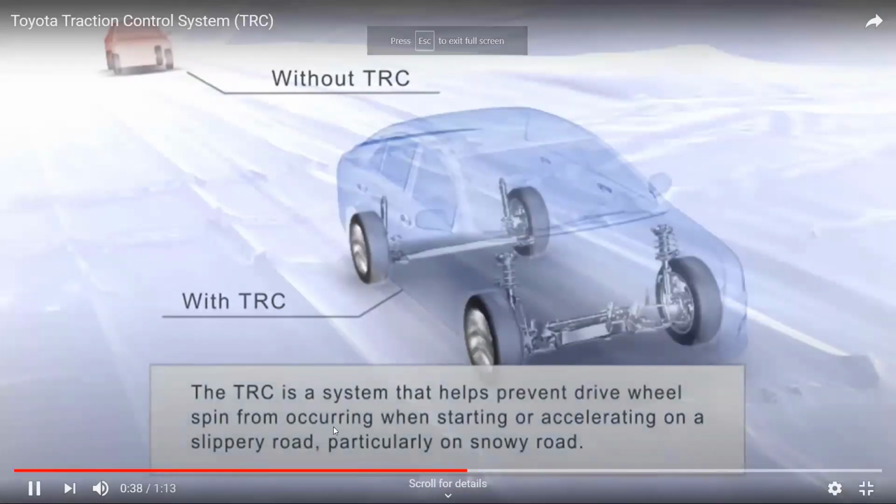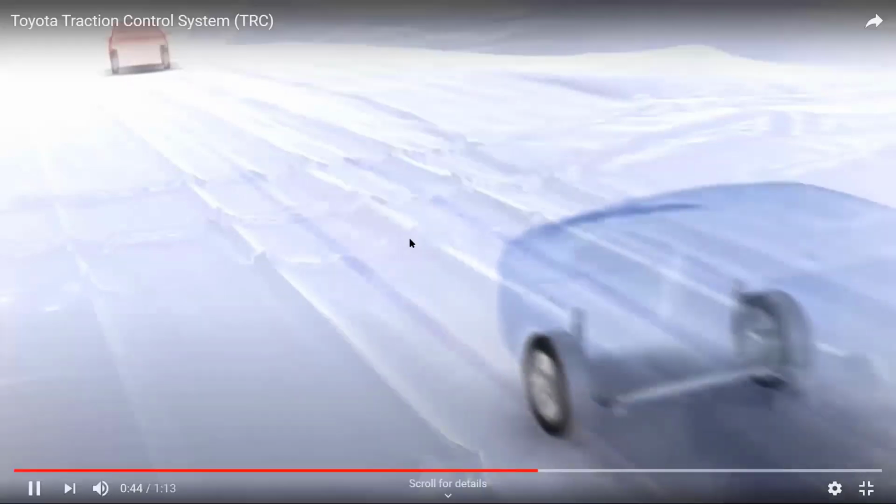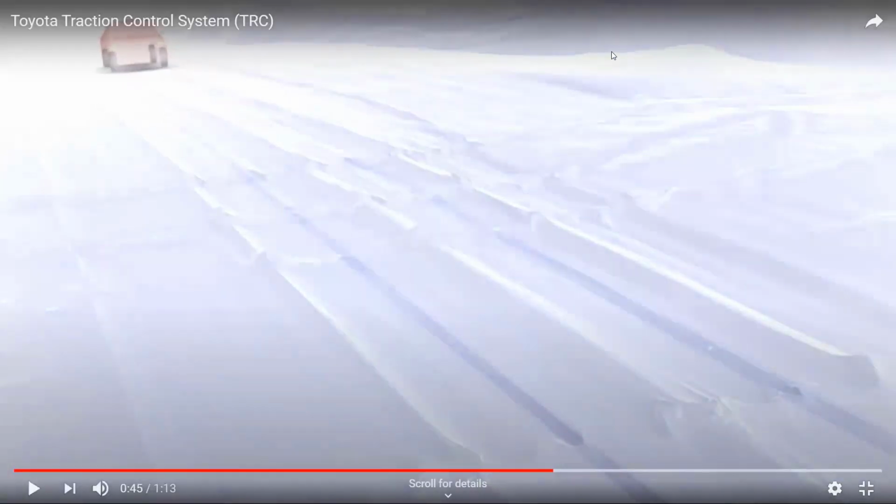It prevents the drive wheels from spinning when starting or accelerating on slippery roads, particularly on snow roads. If it is a snow road, it will predominantly use the engine torque.